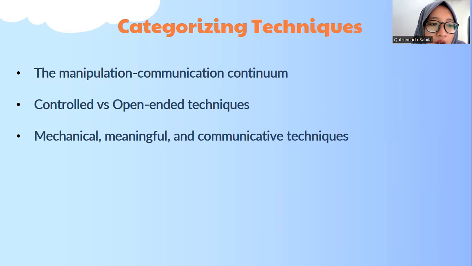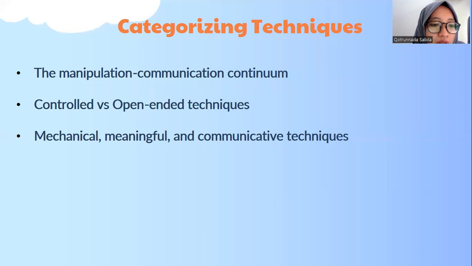At the extreme end of the manipulative side, a technique is controlled by the teacher and implies a predictable response from students. At the communicative extreme, student responses are open-ended and unpredictable. Examples include storytelling, brainstorming, role plays, discussion, small group work, and some games.